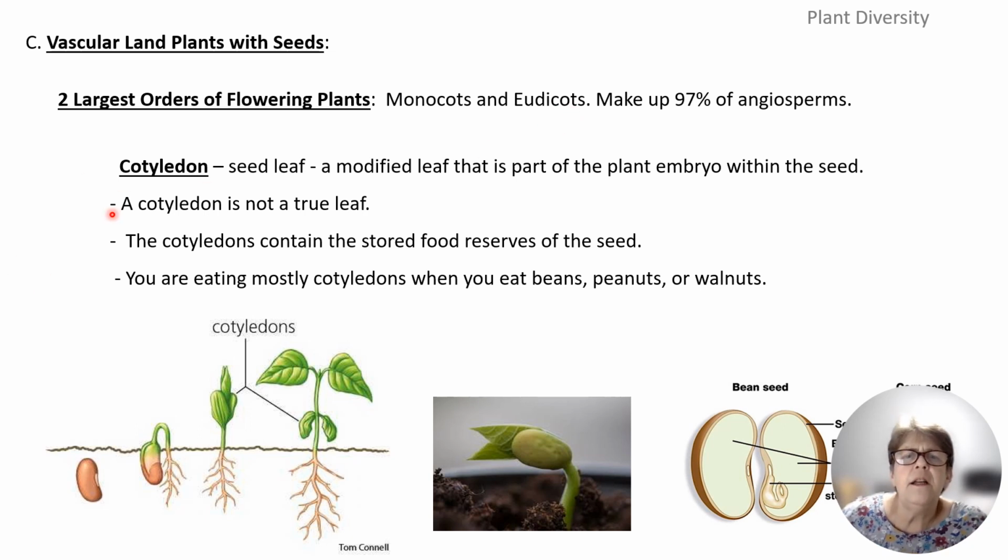A cotyledon is a seed leaf. This is a modified leaf that's part of the plant embryo within the seed. Okay, so a cotyledon's not a true leaf, and the cotyledons contain the stored food reserves of the seed. So when you eat beans, peanuts, or walnuts, then you're mostly eating a cotyledon, which is a stored food source. And when you have split pea soup, you don't cut in half every pea. Each side is a cotyledon. Just like beans, there's naturally two halves.